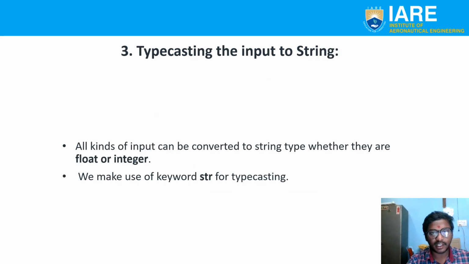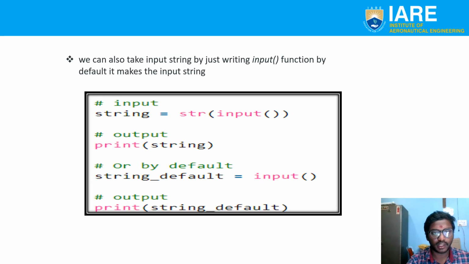Number 3, typecasting the input to string. All kinds of input can be converted to string type, whether they are float or integer. We make use of the keyword str for typecasting. We can also take string input by just writing the input function. By default it makes the input a string.